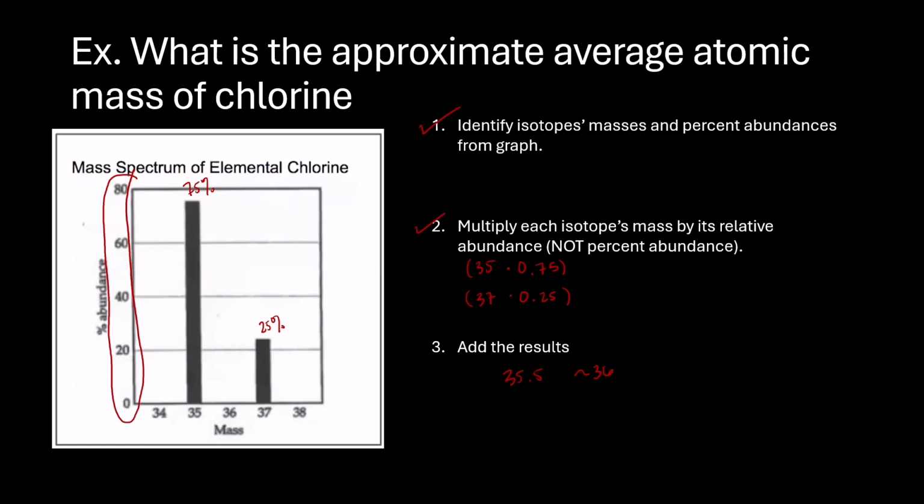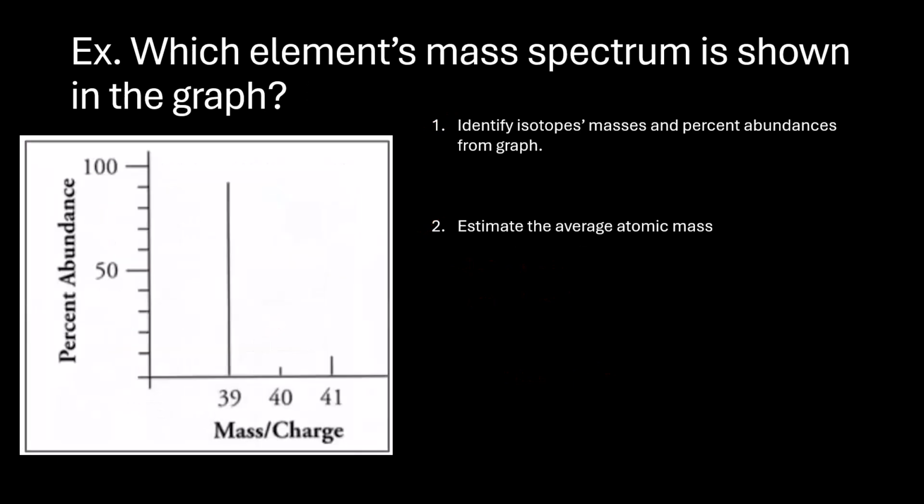Now, there are two ways you could do this in your calculator. You could do this as a two-step problem. So you could multiply it out, equals, and then get your answer. Then you would go 37 times 0.25 equals, get your answer, and then add those two up. Or you could do it as a one-step problem in your calculator. If you do it in one step like I did in this problem, make sure that you use your parentheses so that your order of operations happens correctly, so you don't get the wrong answer. Next type of question is which element's mass spectrum is shown in the graph.